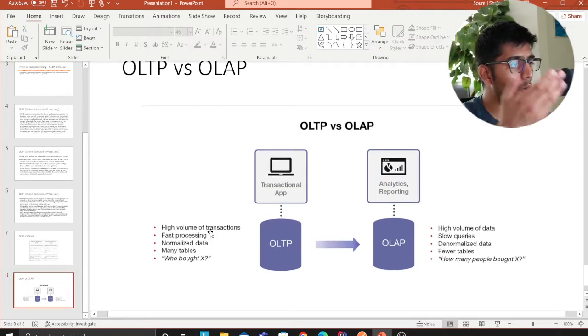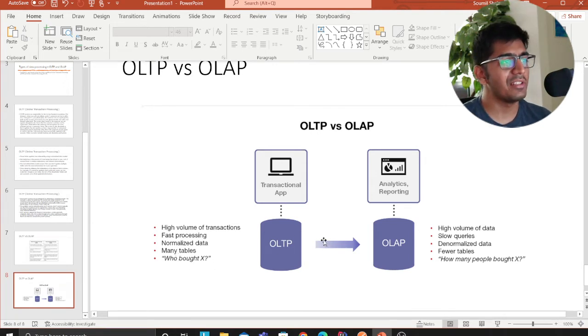And then I have one last diagram. It shows OLTP versus OLAP. In OLTP, as you can see, high volume of transactions, fast processing, normalized data, many tables, who bought X, who bought Y, and so on, right? In OLAP, high volume of data, slow queries, denormalized data, fewer tables, and how many people bought X over the year, and so on.